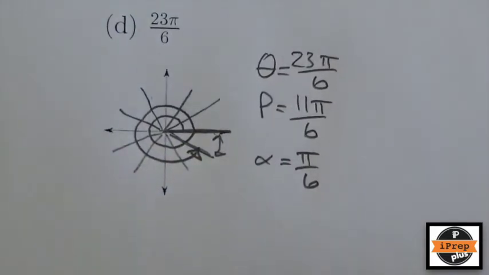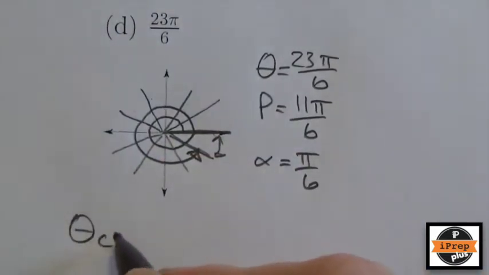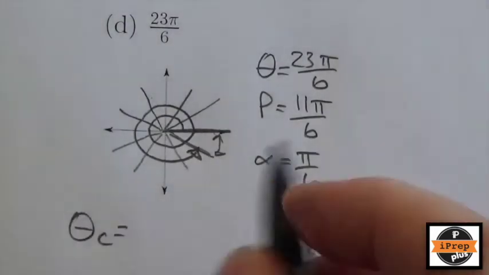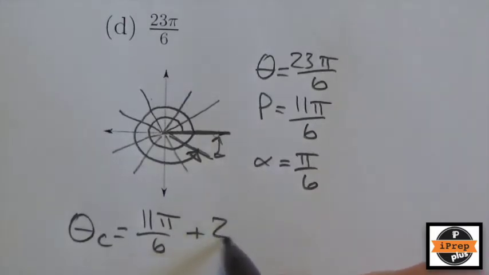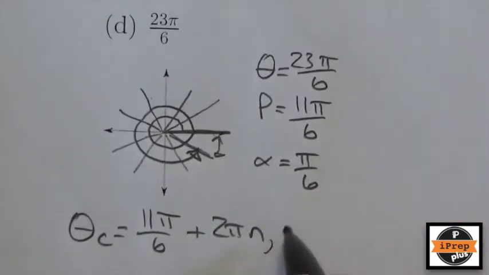Now, my coterminal angles. Once again, I start with the principal angle typically, so it's going to be 11 pi over 6 plus 2 pi times n, where n is restricted to be an integer. And there we go.